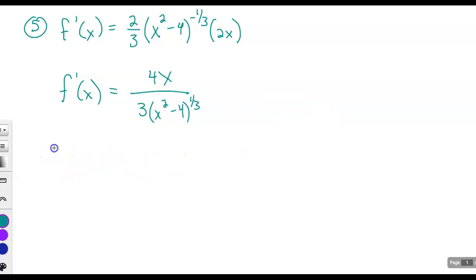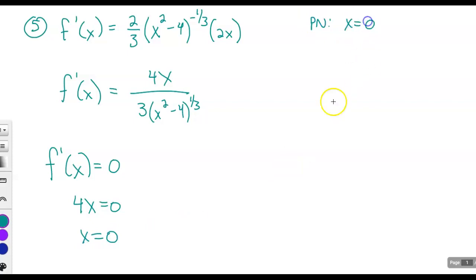Now, it's super easy. When is my derivative 0? Well, that's when the numerator equals 0, and that's x equals 0. So that's my first partition number. Let's go ahead over here. We'll put our partition numbers. And then when is my derivative undefined? Well, that's when the denominator is equal to 0.